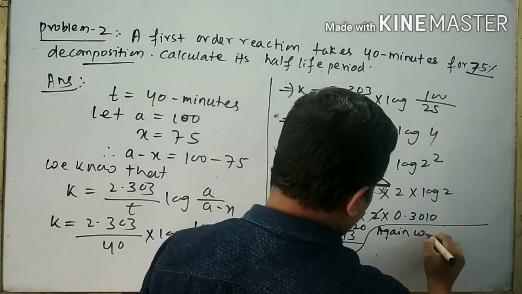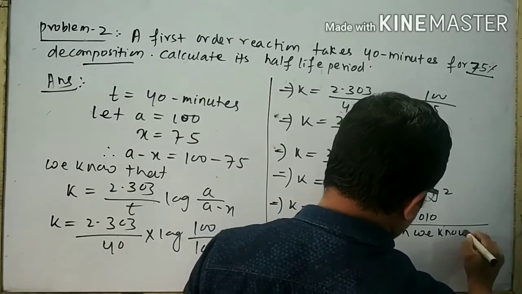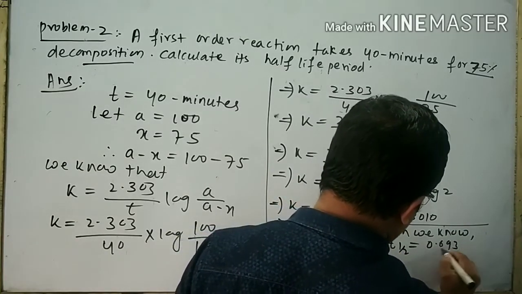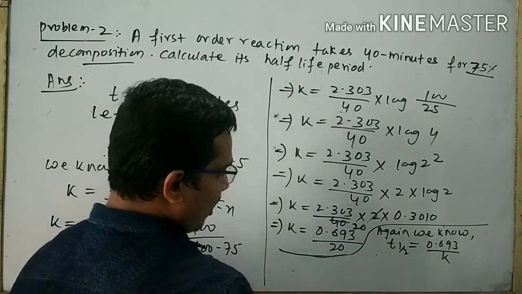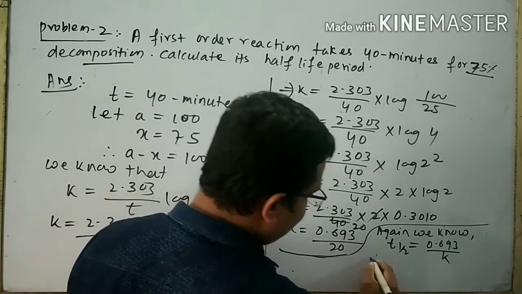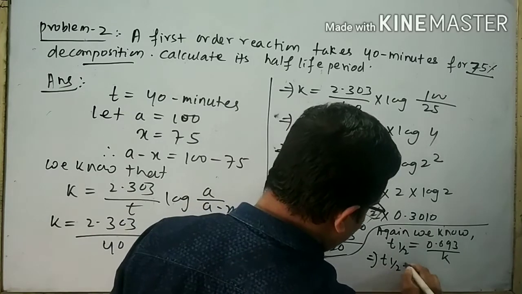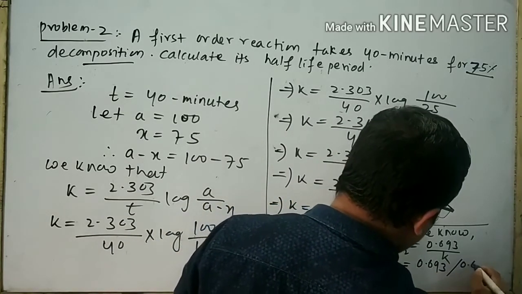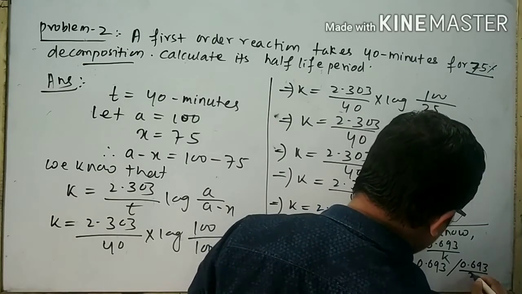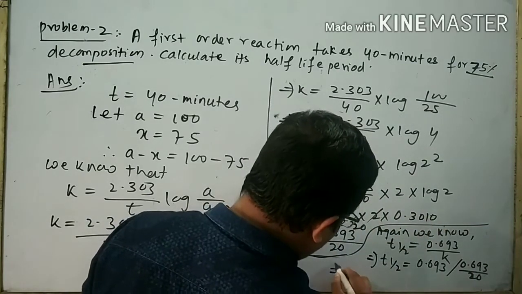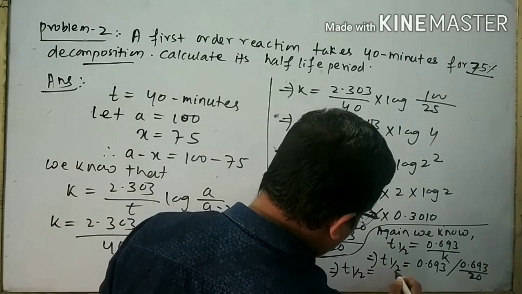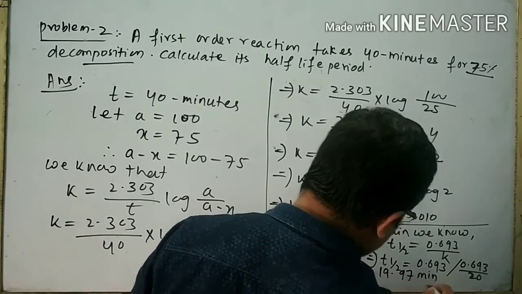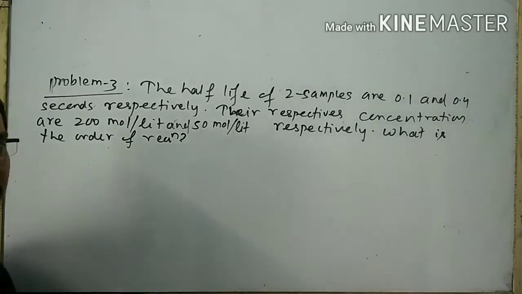Again we know T half is 0.693 divided by K. Now put the value of K in this equation. That means T half is equal to 0.693 divided by 0.693 divided by 20. By solving, we can find T half is equal to 19.97 minutes.